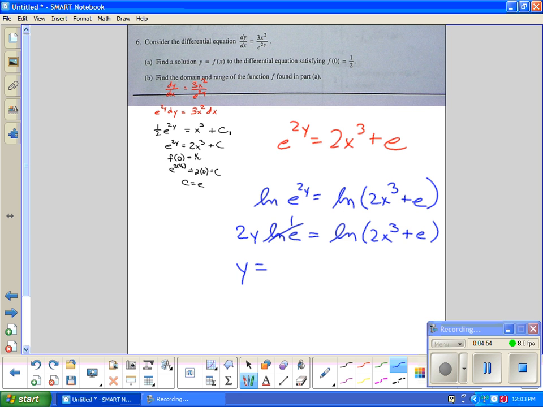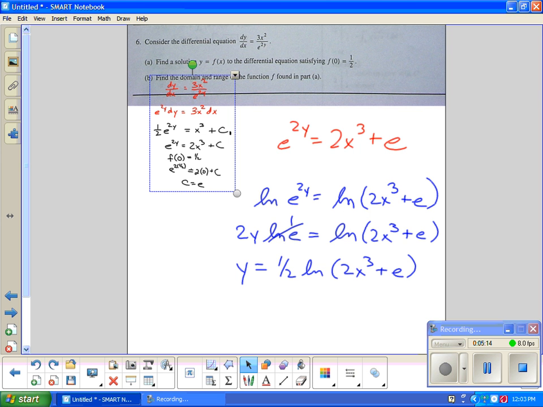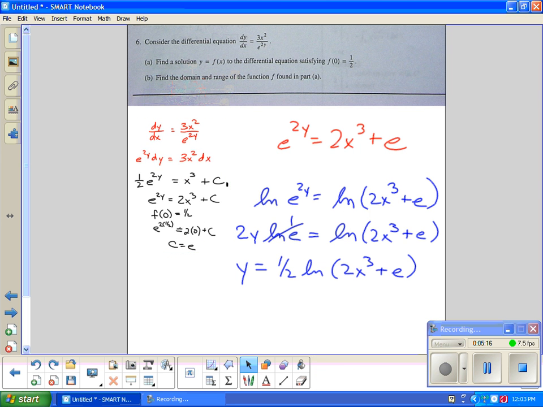So now all I got to do is solve for y, divide by 2. So I'll write y equals 1/2 ln of 2x cubed plus e. I prefer the coefficient personally. It doesn't matter. You could write ln of 2x cubed plus e all over 2 would be right too. All right, and that would be your y. And if we're going to do points now, so you kind of understand where it is, I'll do it here and I'll do it in purple.